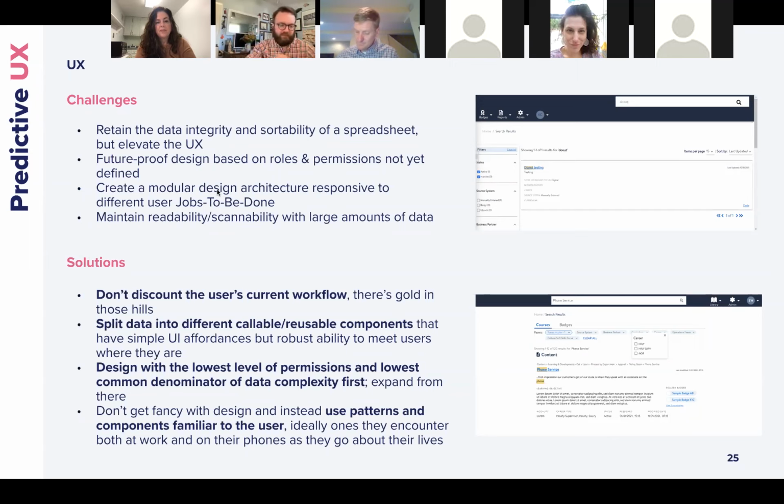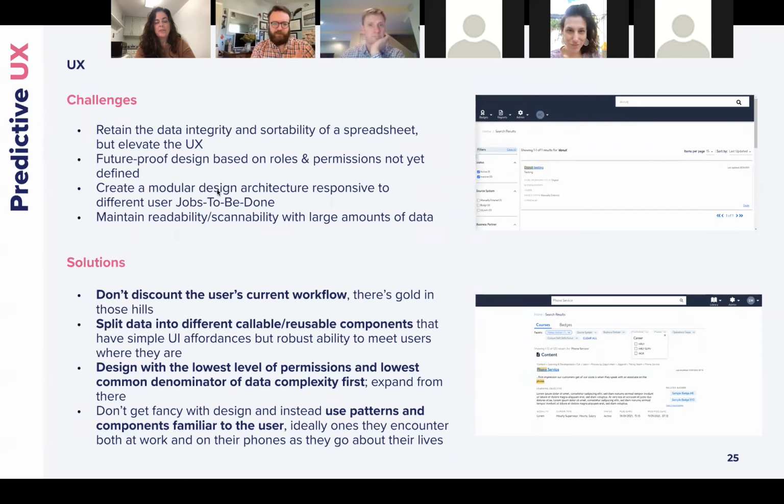And another challenge that we had is creating a modern and modular design architecture that's responsive to the different user jobs to be done, keeping those roles and permissions in mind, because not all users should be able to delete content. And not all of them should be able to alter it in a way that then affects hundreds of thousands or tens of thousands of other users. And then, of course, you also need to create some sort of user interface that is readable and usable for people. And you're not showing them things they don't need. You're showing them what they need, when they need it, where they need it.